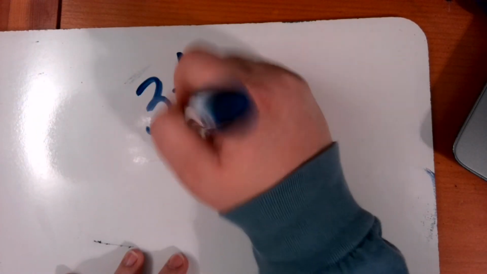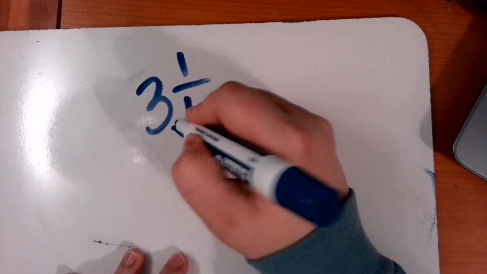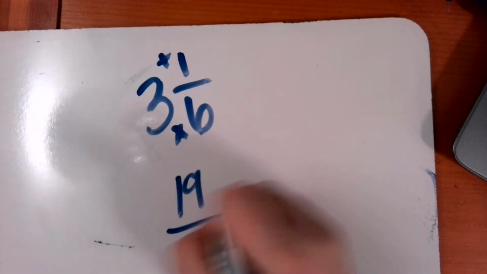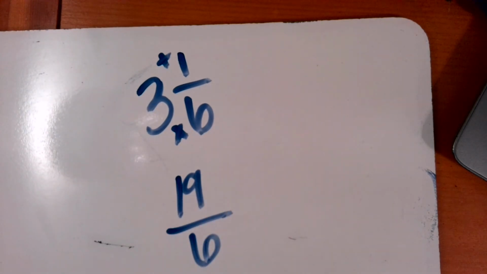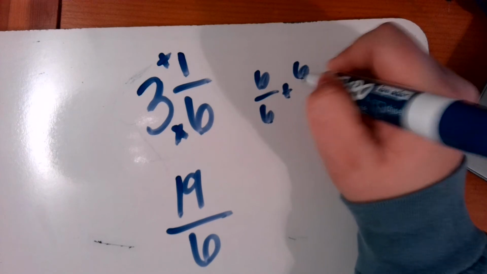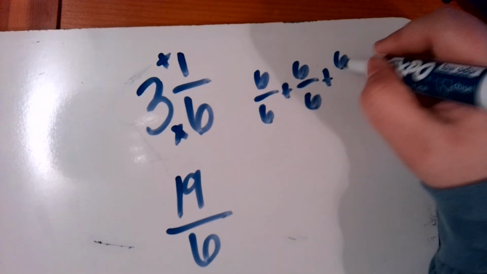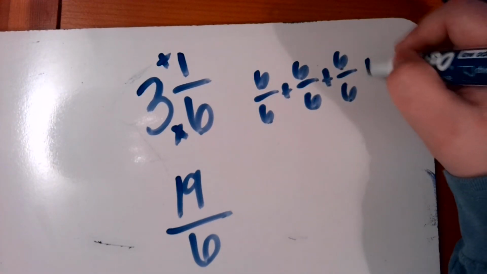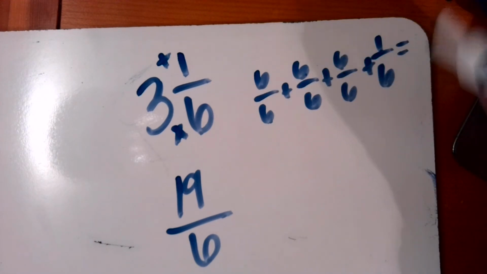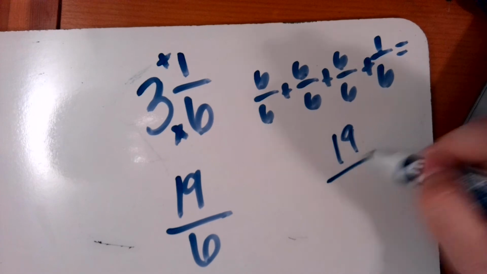Okay, another example real quick. 3 and 1/6. Start in the bottom, multiply. 3 times 6 is 18, plus 1 is 19, and my denominator stays the same. Or 3 wholes, which is 6, 6, 3 times. As you can see, this gets to be a little bit more, especially when you get to bigger whole numbers. 6, 12, 18, plus 1 is 19, 6.